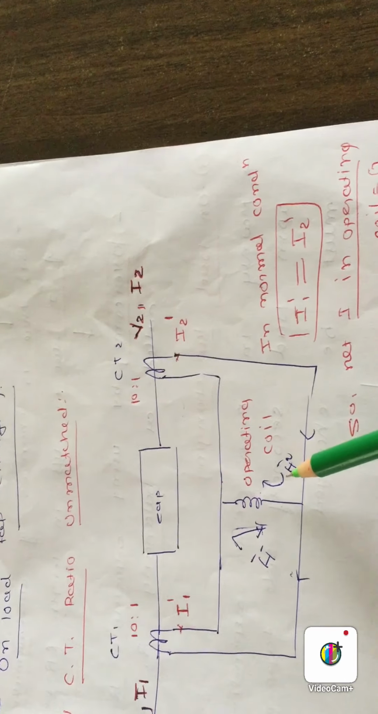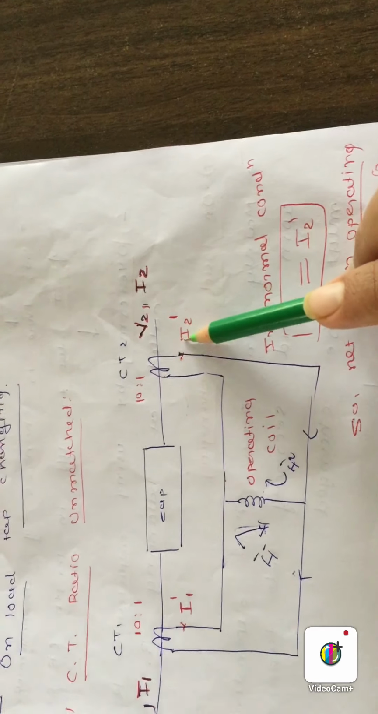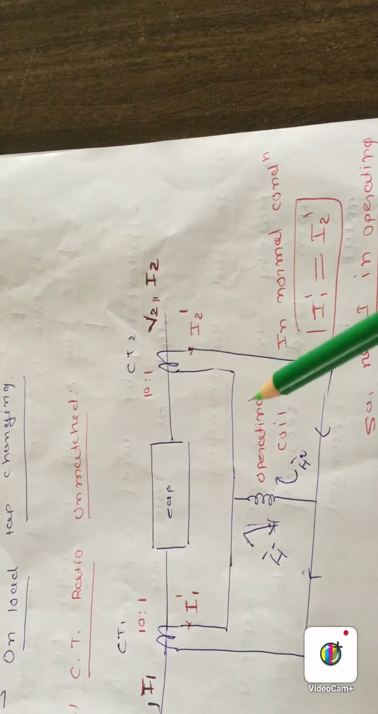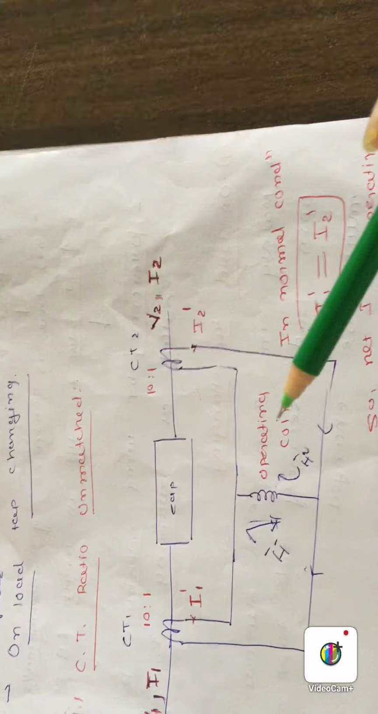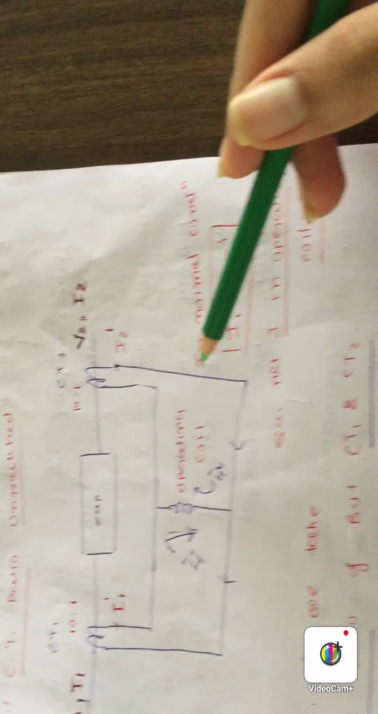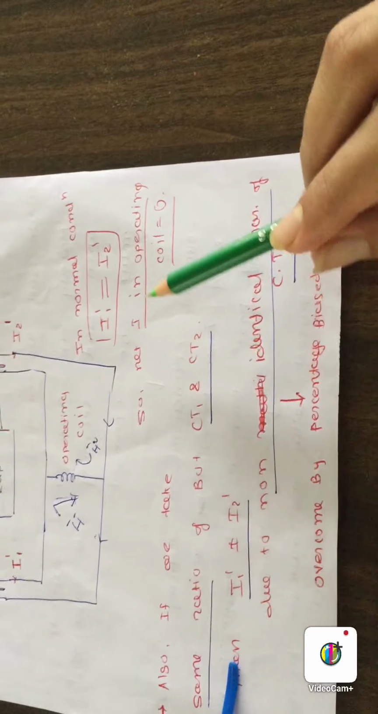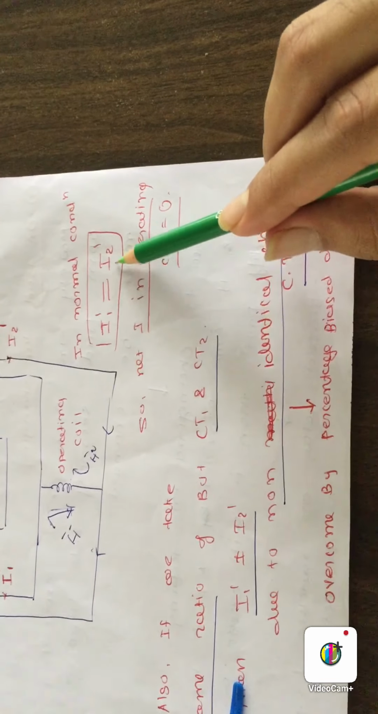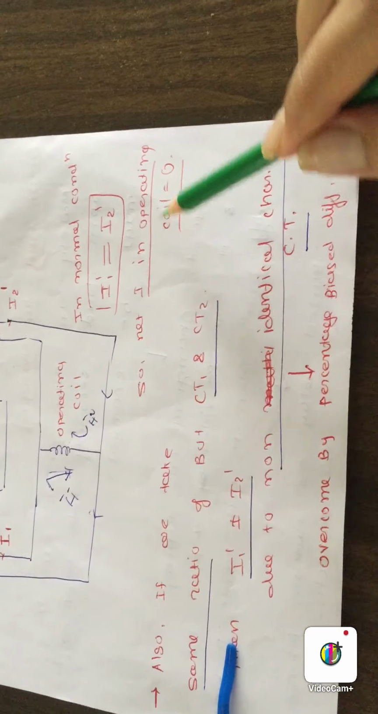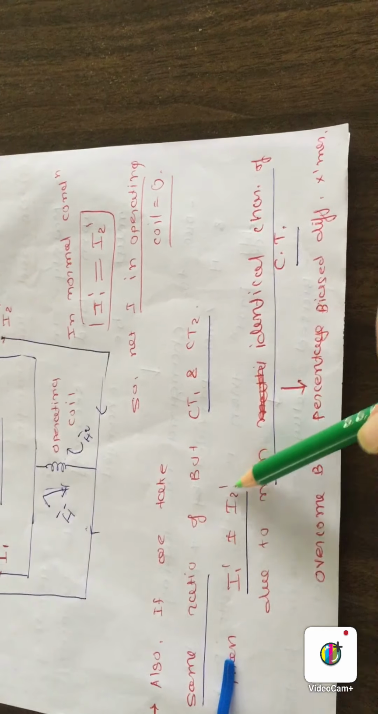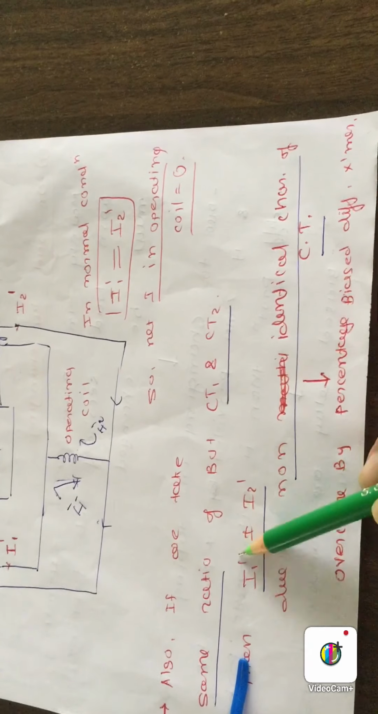The same thing occurs also when a CT saturates, when one of the CTs saturates. At that time, in normal condition also, the operating coil carries current and it will operate for an external fault condition. These are the points mentioned below. In normal condition I1 dash and I2 dash must be equal, so the net current flow in the operating coil must be 0. But due to the non-identical characteristic, I1 dash minus I2 dash will not become 0. And in heavy external short circuit condition, due to this difference it will operate.